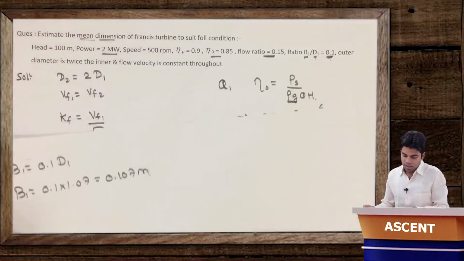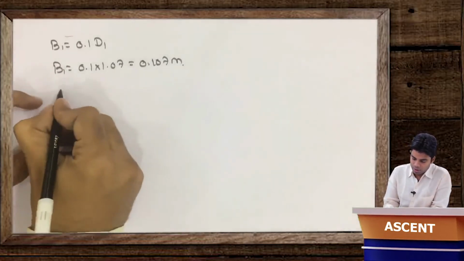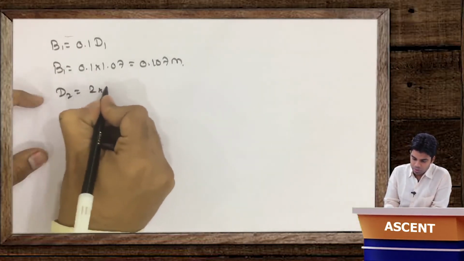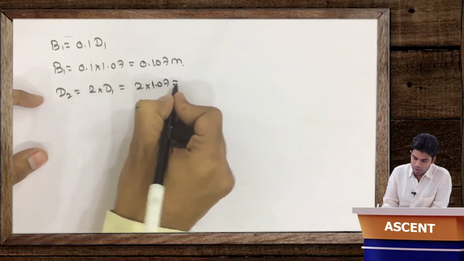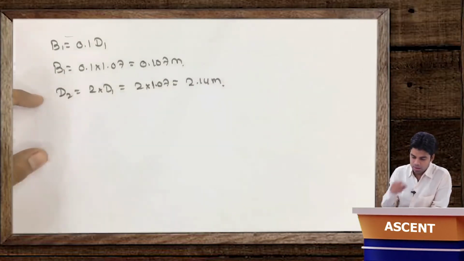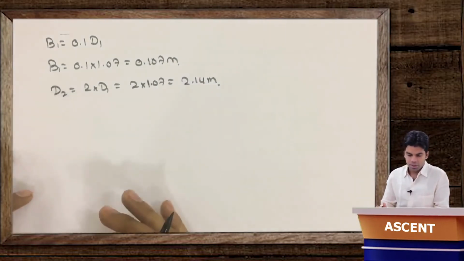Getting this? Now next thing, D2 is equal to 2 times D1. So from here, this D2 will be equal to 2 times D1, which is equal to 2 into 1.07, which is equal to 2.14 meter. That's it. Getting this or not? Okay, now we have determined the dimensions.